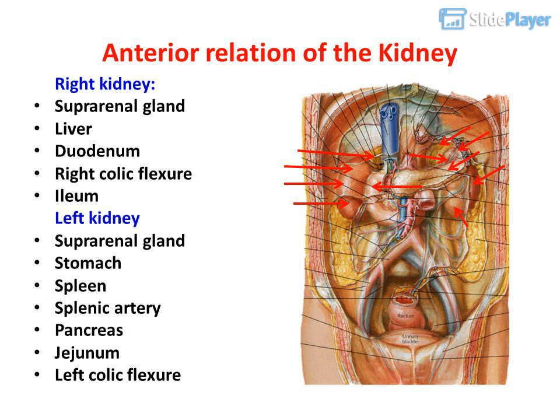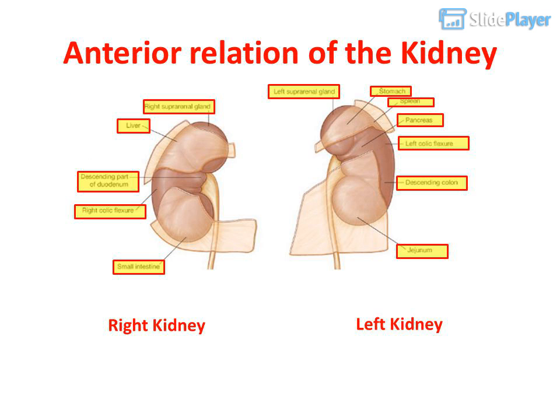Anterior relation of the kidney. Right kidney: suprarenal gland, liver, duodenum, right colic flexure, ileum. Left kidney: stomach, spleen, splenic artery, pancreas, jejunum, left colic flexure.